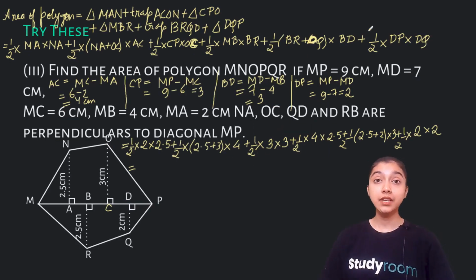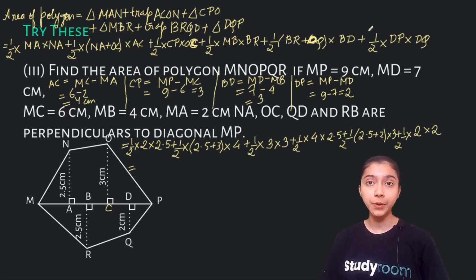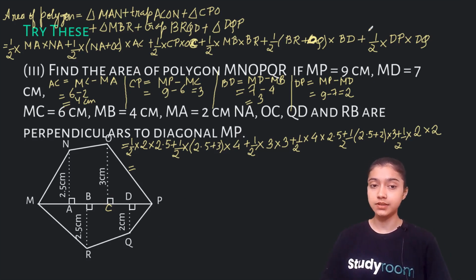Now we have another similar problem in which there is a polygon, that is MNOPQR, and it has been divided by joining the diagonals and drawing perpendiculars from the opposite vertices. So here MP is the diagonal of this polygon, NA, OC, RB and DQ are the perpendiculars that have been drawn on the diagonal. So we have been told to calculate the area of this entire polygon.